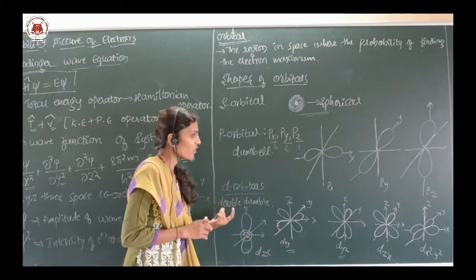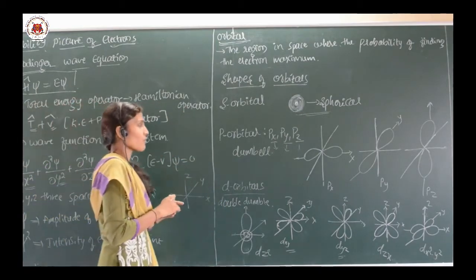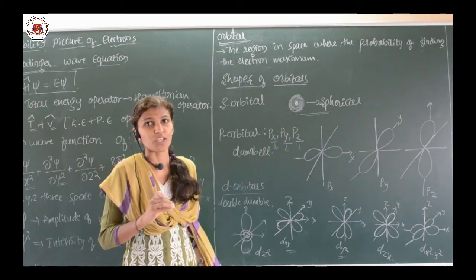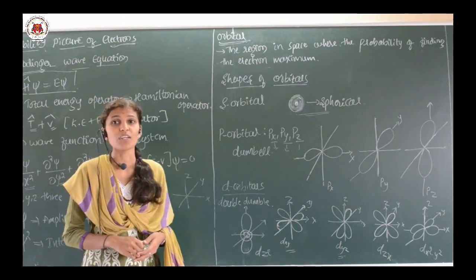So this is how we can explain the Schrodinger wave equation as well as orbitals and the shapes of the orbitals. A few more concepts we are going to continue in our next class.